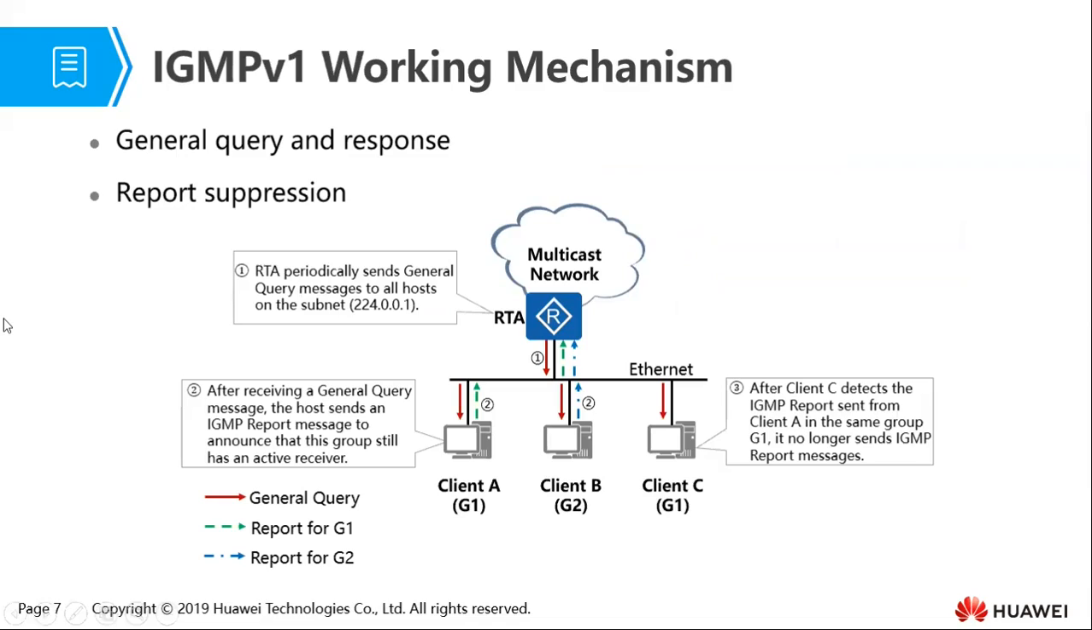So let's look at the working mechanism for IGMP version 1. IGMPv1 messages. Now IGMP uses two messages. One of them is called general query, and number 2 is called the membership report.